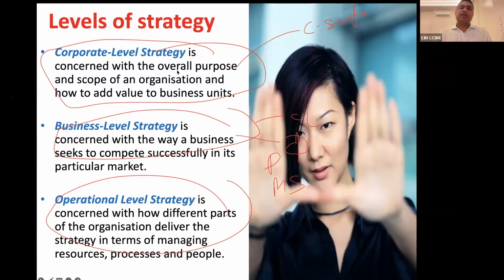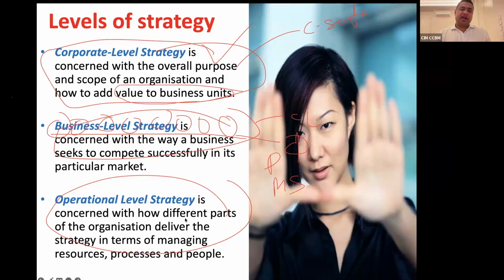Here at corporate level, we look at the overall direction and scope, setting the vision. How many SBUs? How are the SBUs formed? How do you arrange funding for the different SBUs? Allocation of capital. Which SBUs do you milk, harvest, divest? Which needs help, support? How do you leverage the synergy? So that is a corporate level, board level, C-suite level decisions. How do you add value to business units?